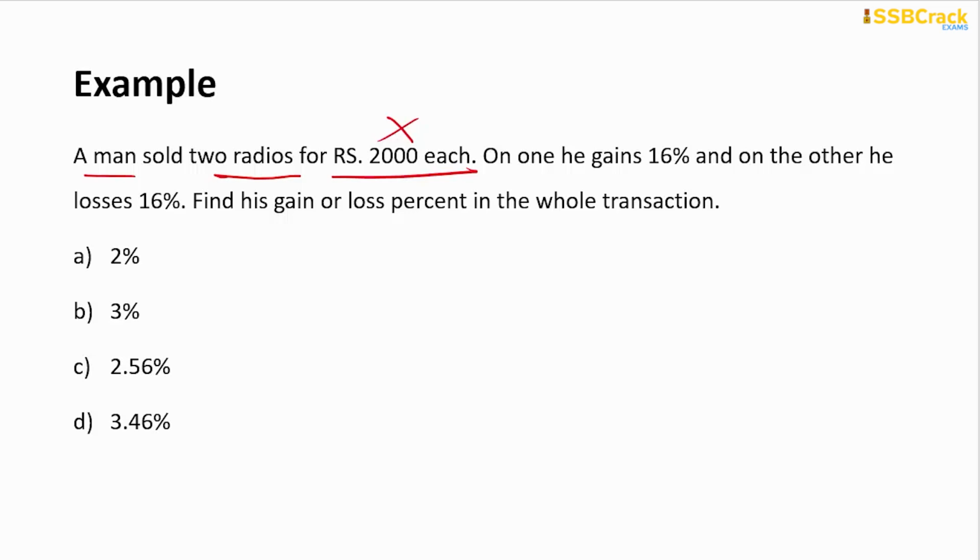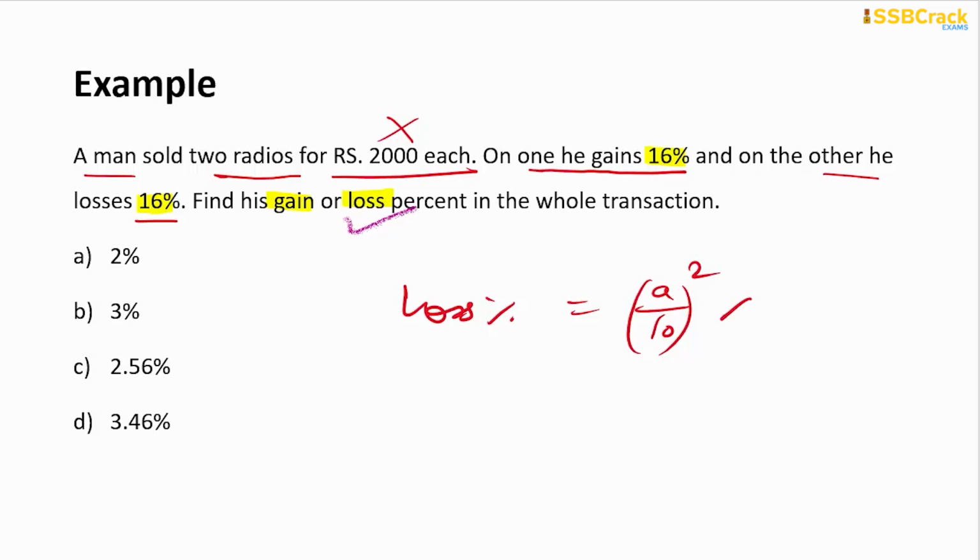So here they have given you that on one he is selling with a gain of 16% and on another he is getting a loss of 16%. So the value of A is the same. So whenever you see such readings, where loss percent and gain percent are the same, and it is mentioned that the person is selling two similar items, then in his overall transaction, what will he get? He will get only the loss. And we know that the loss percent we calculate by the formula (A upon 10) to the power 2 percentage.